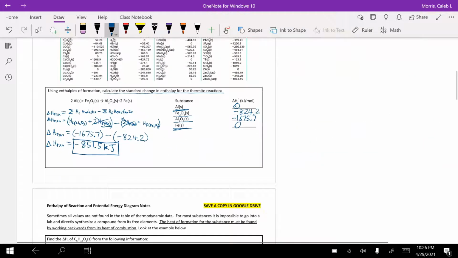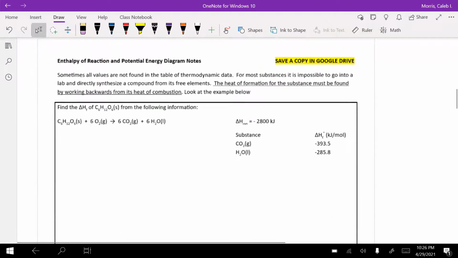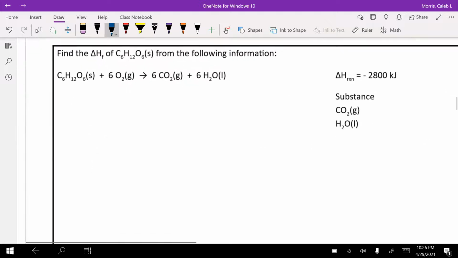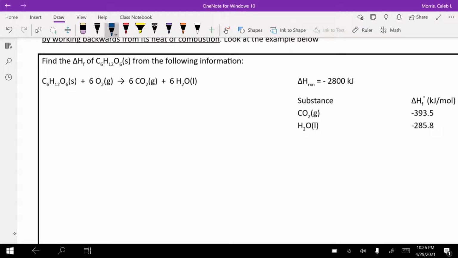Let's move on to one more example, and this is going the opposite direction, because sometimes all the values are not found in a thermodynamic table. For most substances, it's not actually possible to go into the lab and directly synthesize a compound from its free elements. So the heat of formation of substances has to be found by working backward from its heat of combustion. So we've got an example down here. It says to find delta H of formation of C6H12O6 from the following information.